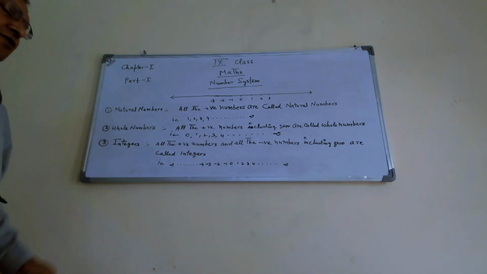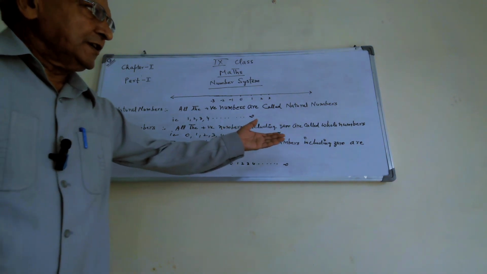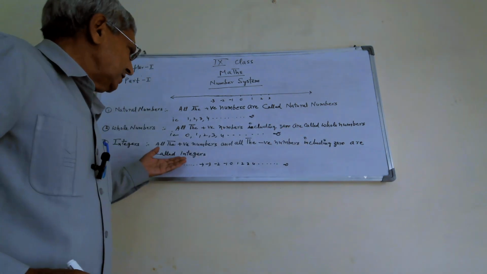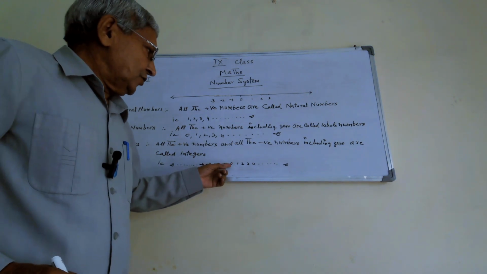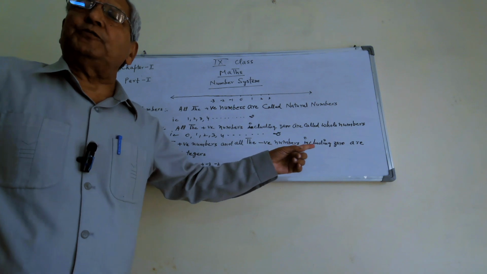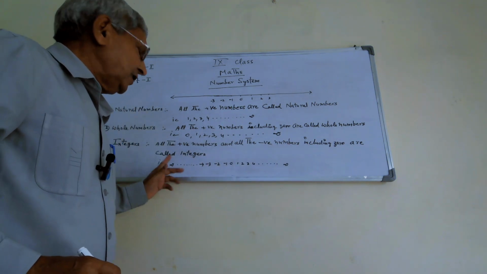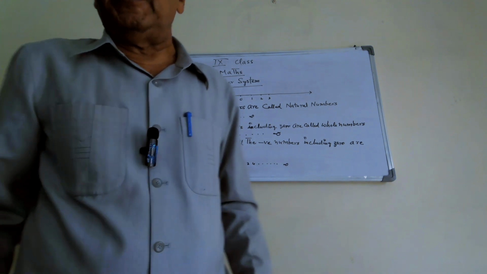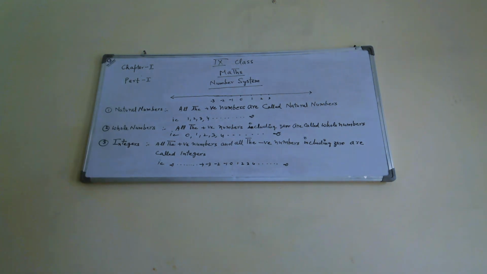Next, integers. All the positive numbers and all the negative numbers, including 0, are called integers. That is, 0, 1, 2, 3, 4, 5, up to infinity, and minus 1, minus 2, minus 3, up to infinity. These numbers are called integers.